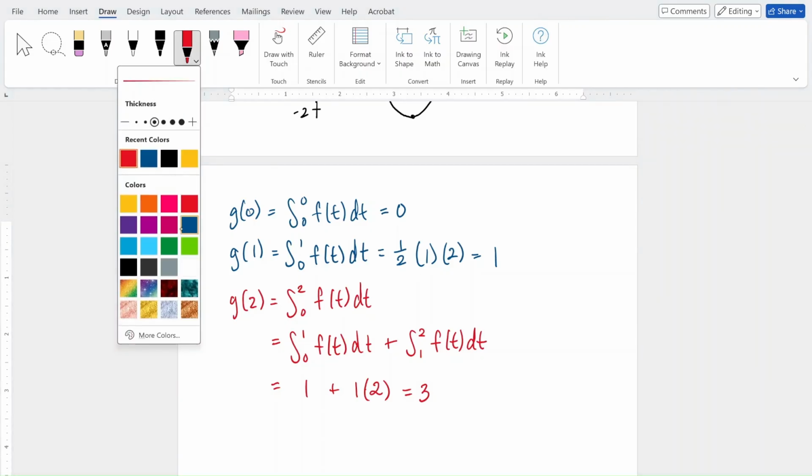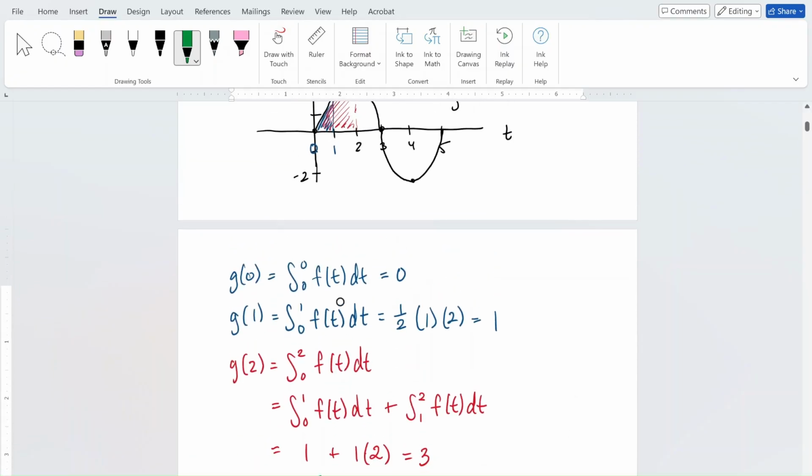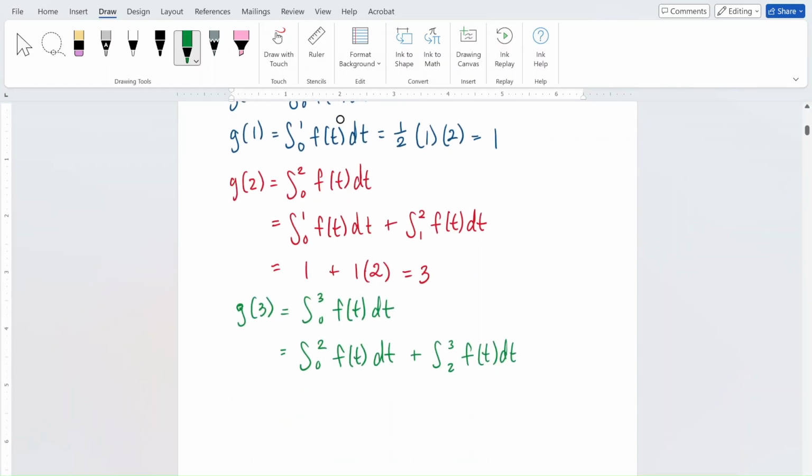If I go to g of 3, that's the same thing as the integral from 0 to 3 of f of t dt. Since I already know all the way from 0 to 2, I could think of it as the integral from 0 to 2 of f of t dt plus the integral from 2 to 3, the part that I haven't figured out. What is the integral from 0 to 2 of f of t? That's just g of 2, and g of 2 is just 3. I'll just write that first: g of 2 plus the integral from 2 to 3 of f of t dt.